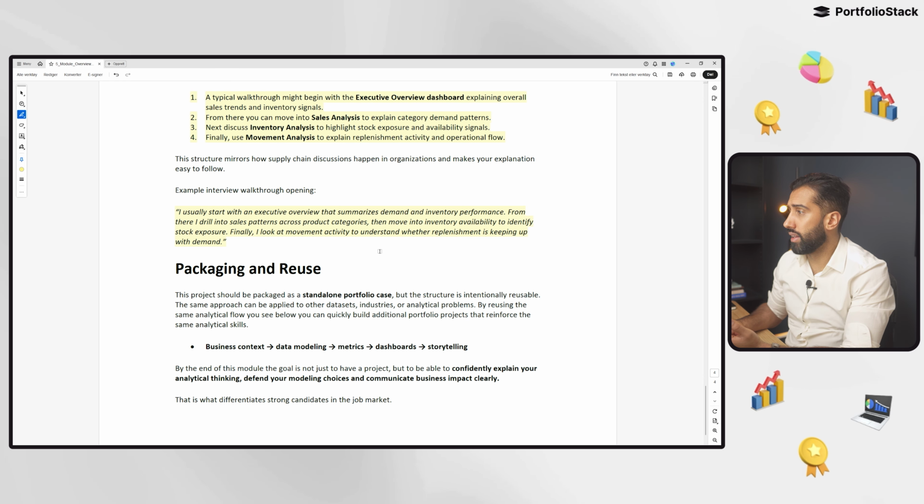So I usually start with an executive overview that summarizes demand and inventory performance. From there, I trade into sales patterns across product categories, then move into inventory availability to identify stock exposure. Finally, I look at the movement activity to understand whether replenishment is keeping up with demand. So again, this puts it very strongly connected to supply chain and someone who understands that and why you kind of shaped it how you did, which makes sense if that's the context you are in.